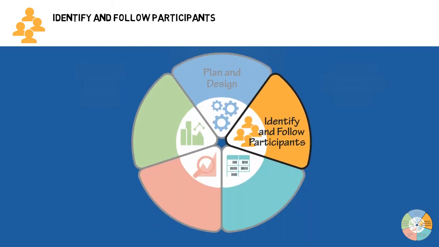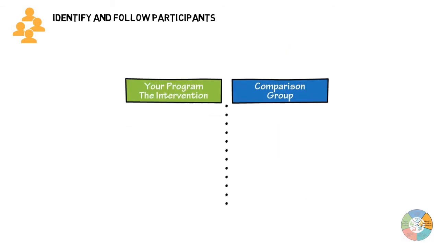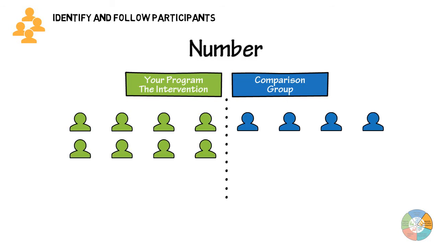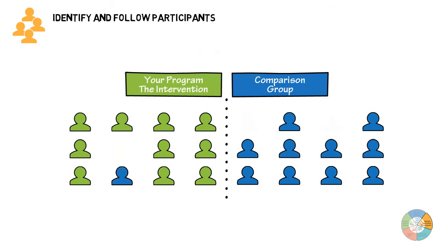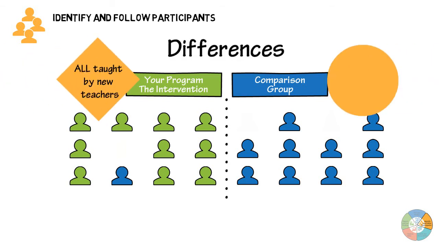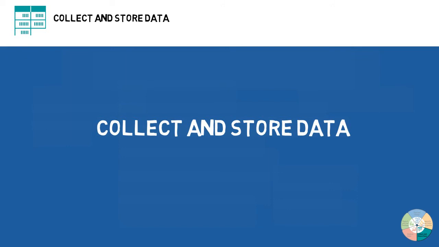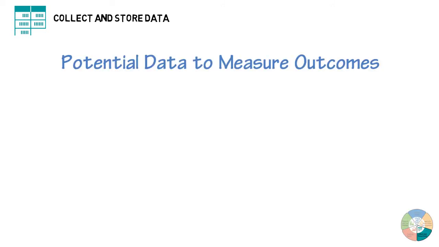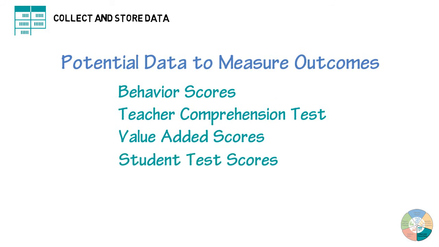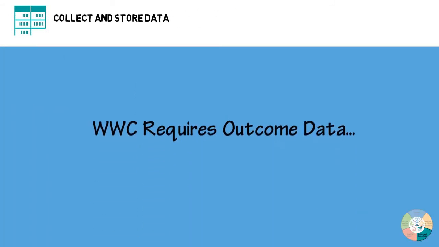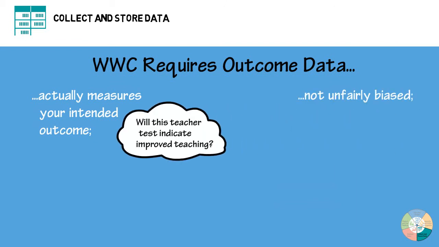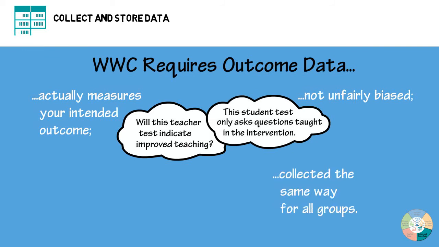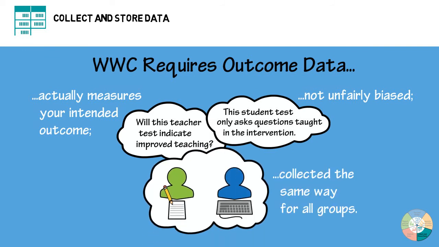Once you've chosen the design, you will need to identify and recruit the participants. Important considerations in this stage include determining how many people you need in your study for the results to be meaningful, addressing changes in study participants as time passes, and ensuring you don't treat the groups differently in ways that might change your results. This stage includes identifying the data and measures best for demonstrating that the change you predicted has occurred. WWC requires that the outcome data actually measure the outcome that you anticipate, is not unfairly biased towards your program, and must be collected in the same way for all groups in your evaluation sample.